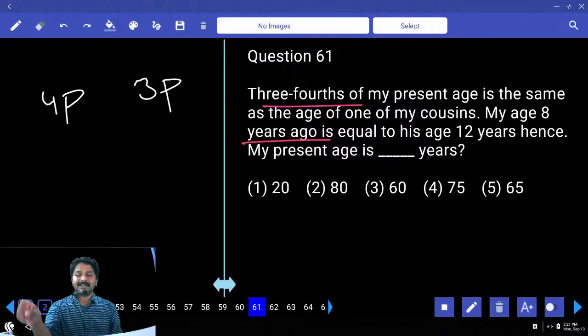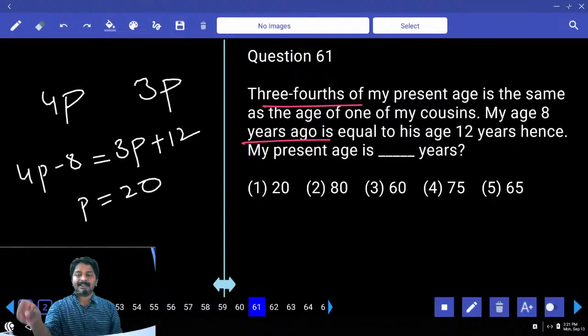My age 8 years ago, 4 parts minus 8, is equal to his age, meaning the cousin's age 12 years hence, 3 parts plus 12. From this, P is equal to 20. The person's present age is 4 parts, which is equal to 80. Second option, final answer.